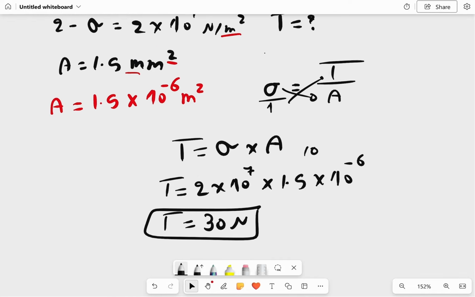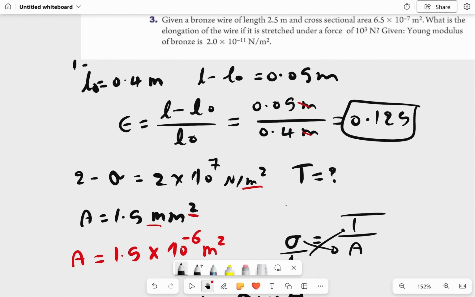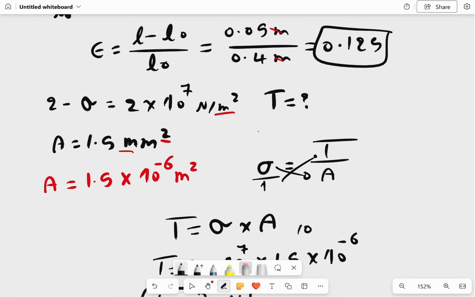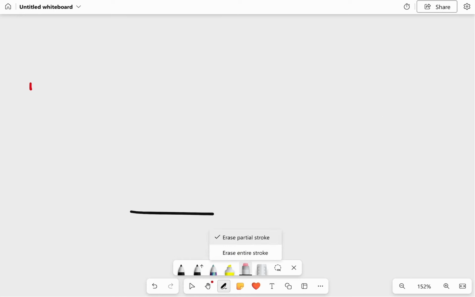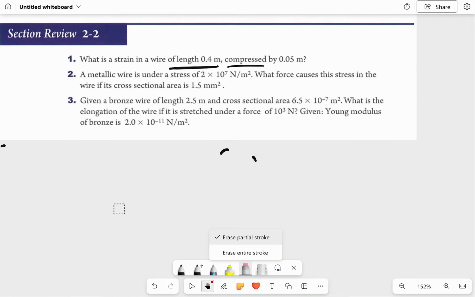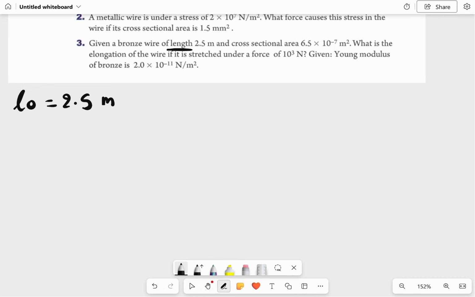Question 3. It says, given a bronze wire of length, remember we said if you have length, it's always what? It's always initial length, equal to 2.5 meter. Cross-sectional area, so don't be confused by cross-sectional area. You have area, so cross-sectional area is equal to 6.5 times 10 to the power of minus 7 meter squared.